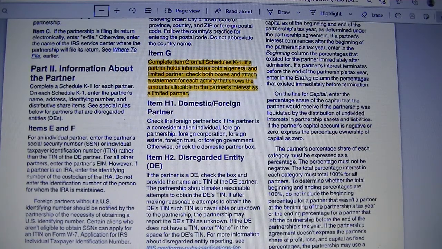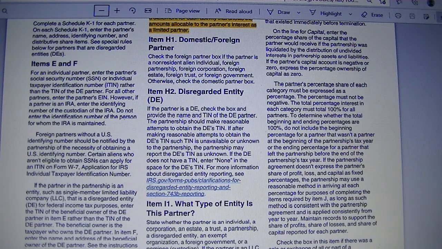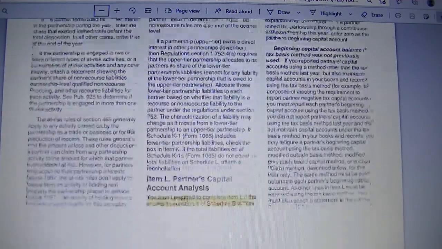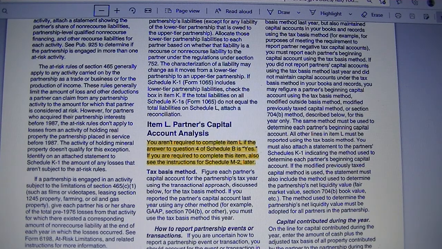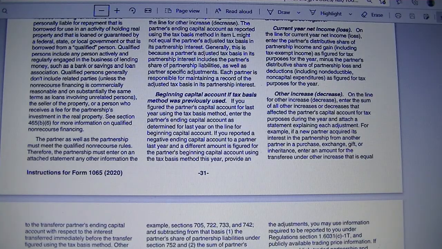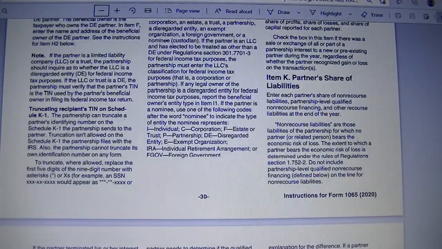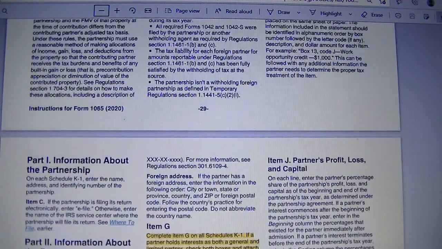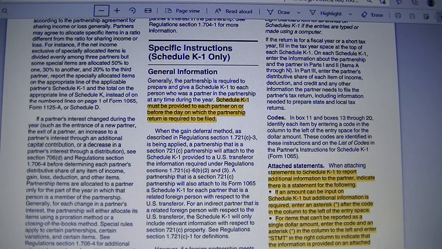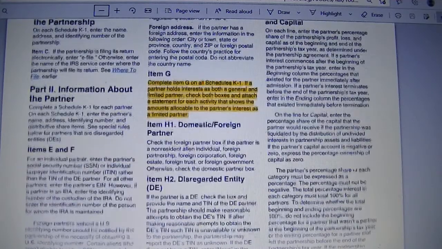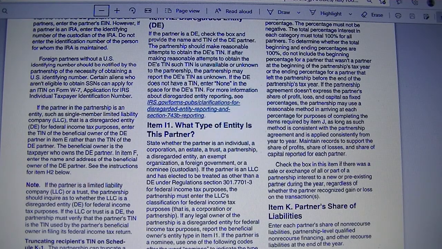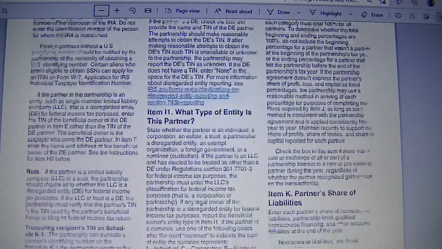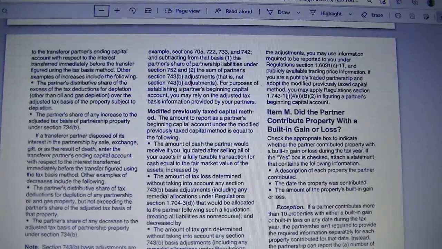But right now we are looking for 13, and keep in mind that all the Schedule K1s total together should equal what you have on Schedule K. So, let's go down a little bit to see if we'll find what we are looking for.